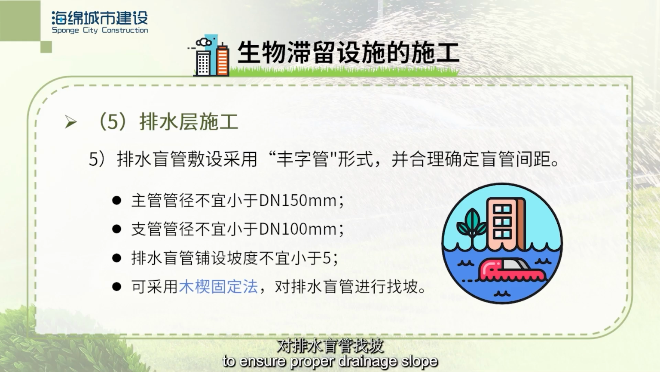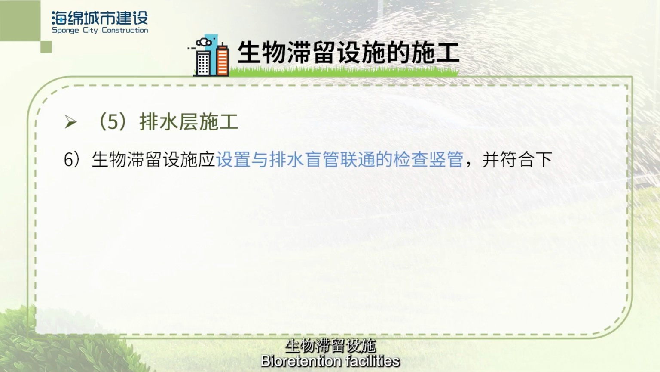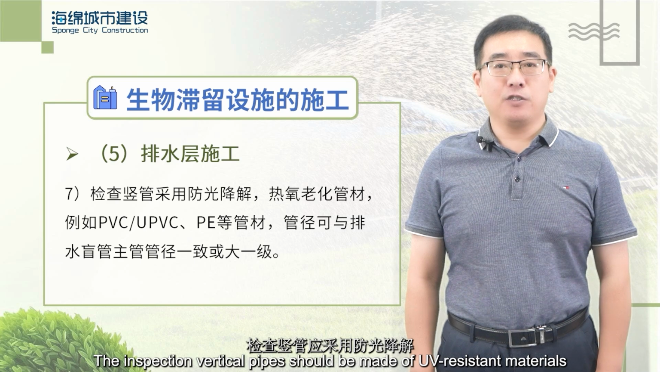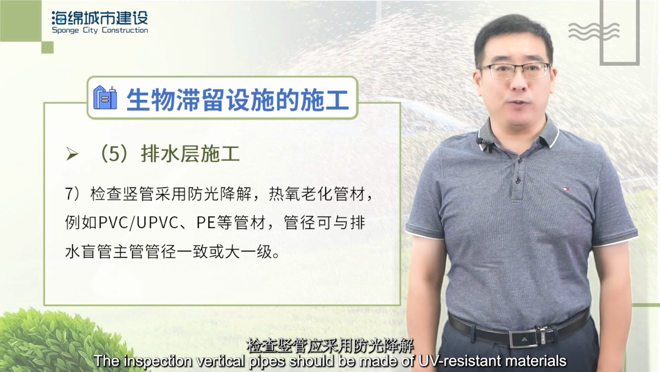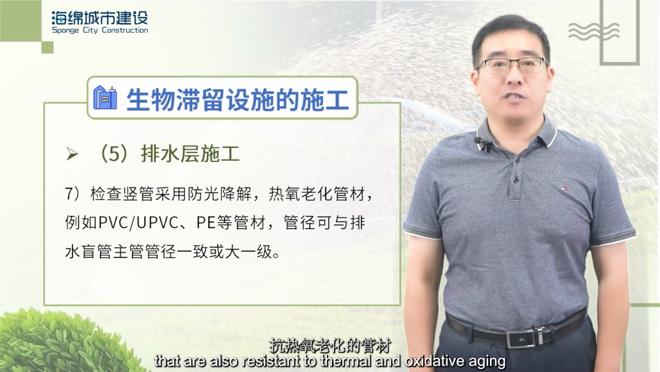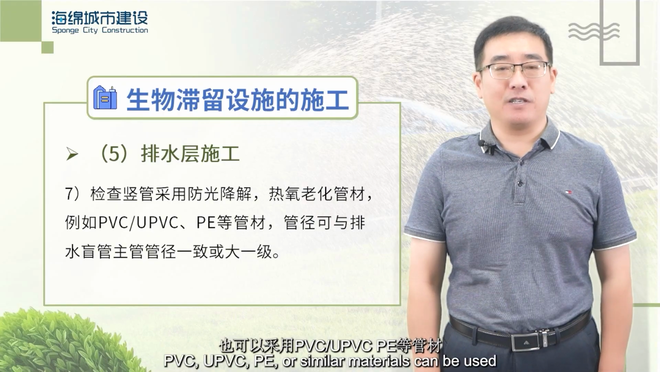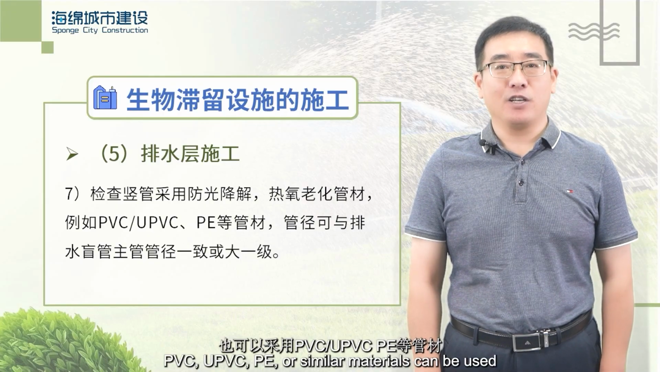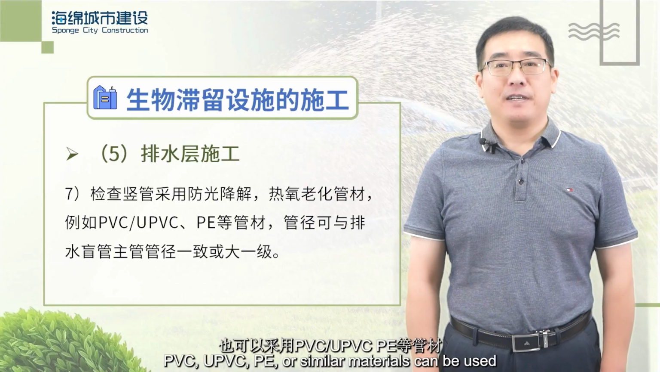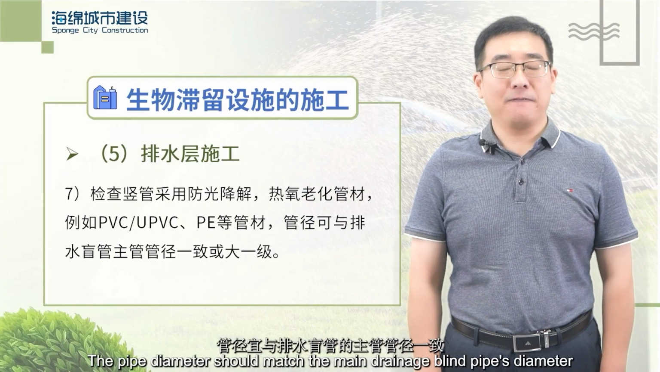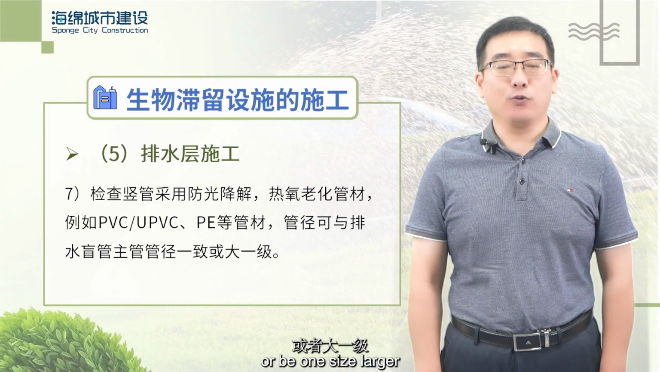To ensure proper drainage slope, bioretention facilities should have inspection vertical pipes connected to the drainage blind pipe. The inspection vertical pipes should be made of UV-resistant materials that are also resistant to thermal and oxidative aging. PVC, UPVC, HDPE, or similar materials can be used. The pipe diameter should match the main drainage blind pipe's diameter, or be one size larger.